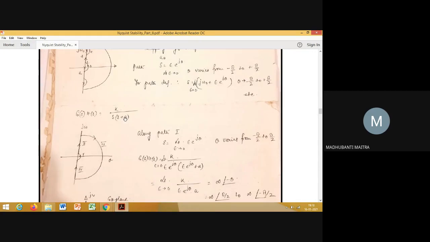Clear? Yes, ma'am. Please follow a convention. We will always label this path as path 1. We should maintain that particular convention. This one is path 2, this one will be labeled as path 3, and this one as path 4.